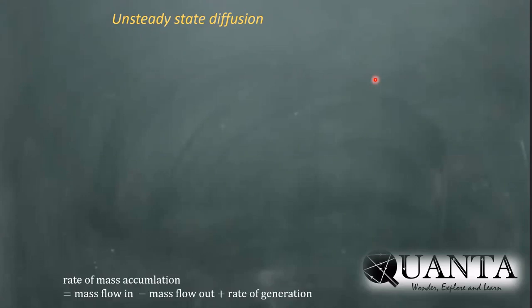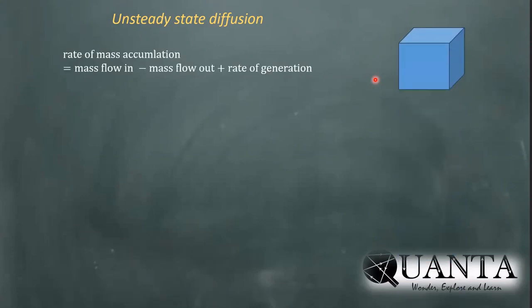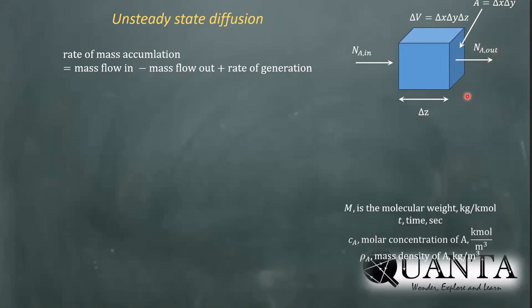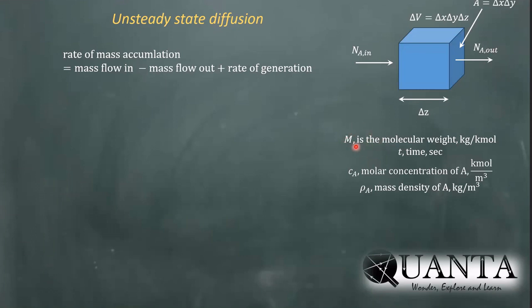Let's initiate investigation of time-varying or unsteady state diffusion by setting up a mass balance equation across a small volume element in which we consider the flux variation only in the z direction. The incoming flux is here on the left-hand side. The outgoing flux similarly is coming out of this right plane. The area of the plane is delta x into delta y, which is the plane perpendicular to the direction of flow. Some of the symbols that we will use: M for molecular weight, t for time, CA is molar concentration, and rho is mass density as usual for a chemical engineer.